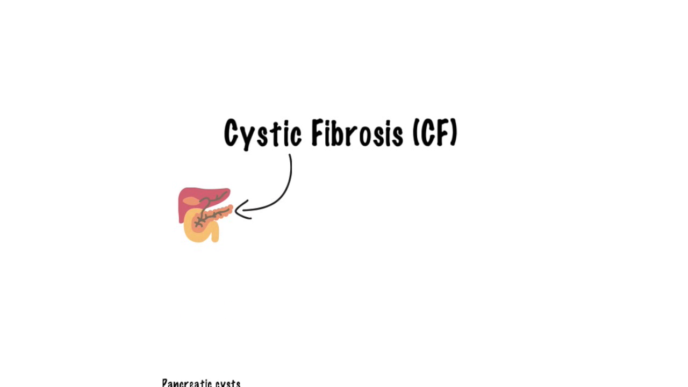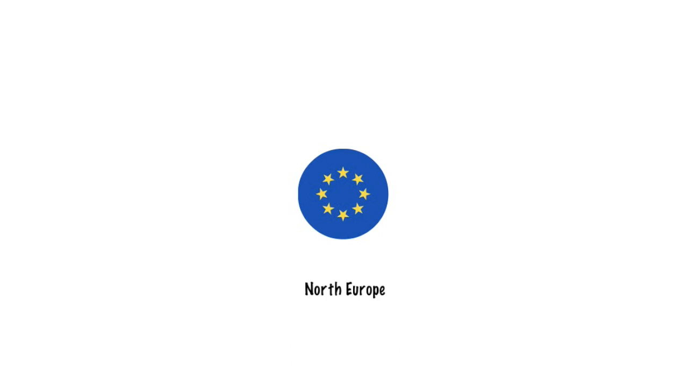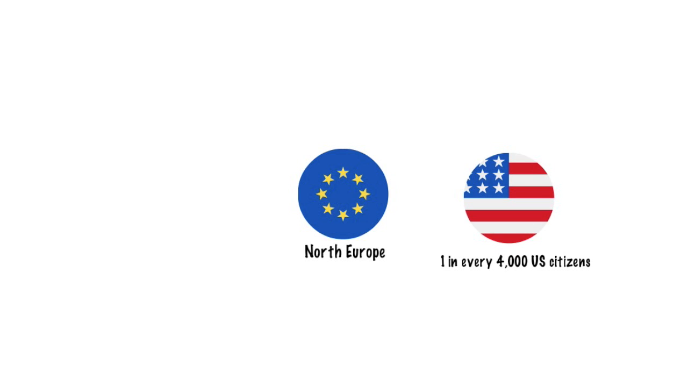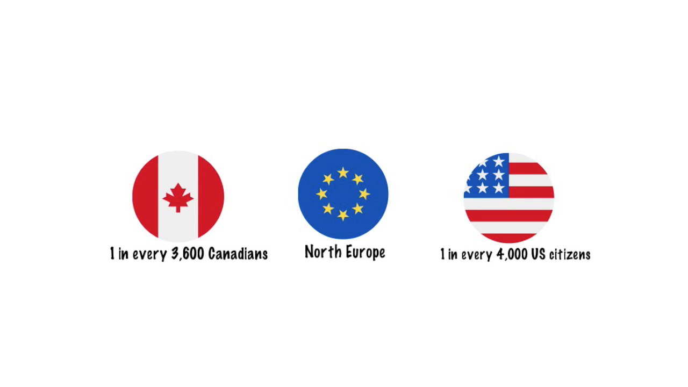Cystic fibrosis, or CF, is a genetic disease which targets the digestive and respiratory systems. It is characterized by pancreatic cysts, where the cystic comes from, and excessive fibrous connective tissues, where the fibrosis comes from. The disease prevails in northern European countries. It affects roughly 1 in every 4,000 U.S. citizens and approximately 1 in every 3,600 Canadians.